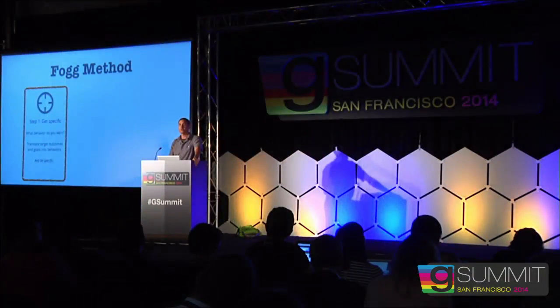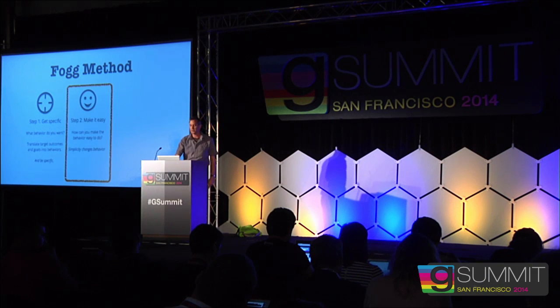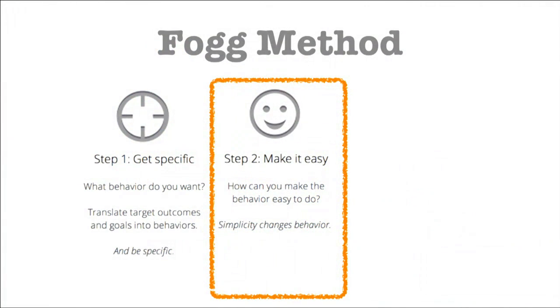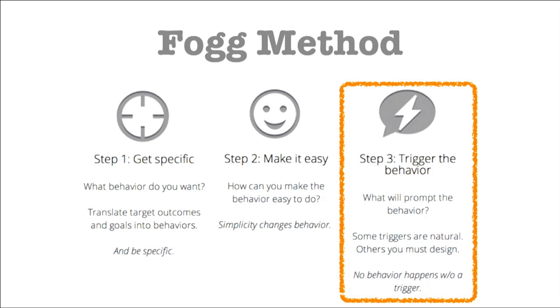It needs to be what I call motivation matching. You need to match what you want them to do, or how you frame what you want them to do, with what they already want to do. Step 2, make it easy to do. If you know my work, you know I'm really obsessed about simplicity. Simplicity changes behavior. And then number 3, make sure there's a trigger that prompts the behavior. By trigger, I mean prompt or cue. It's the thing that says, do this now.